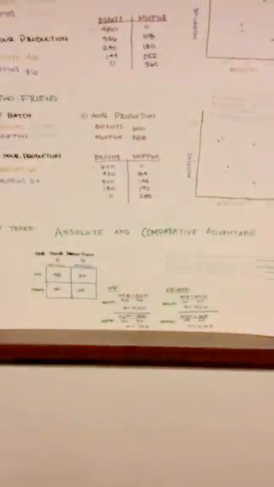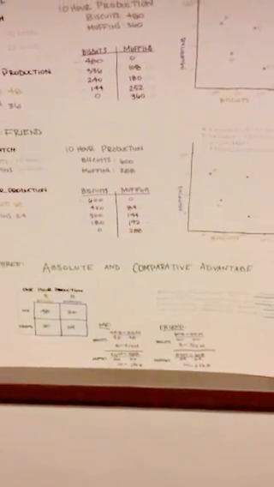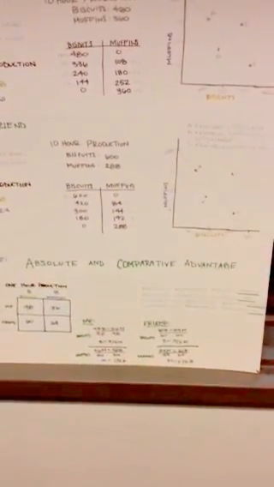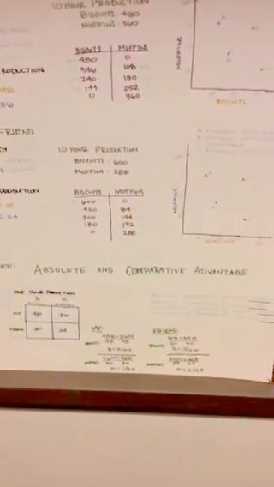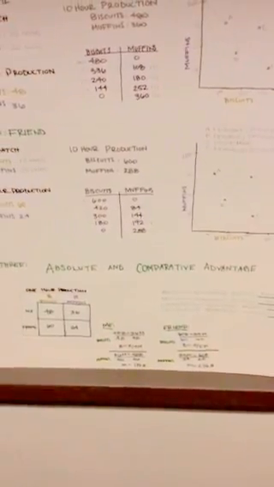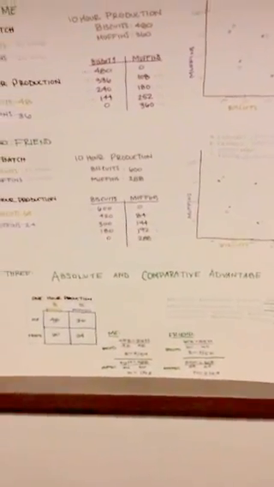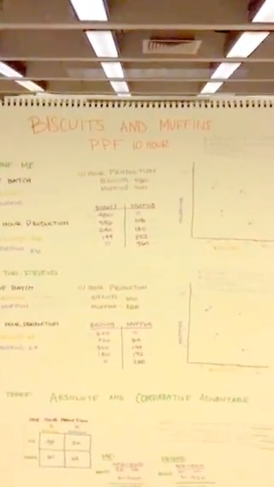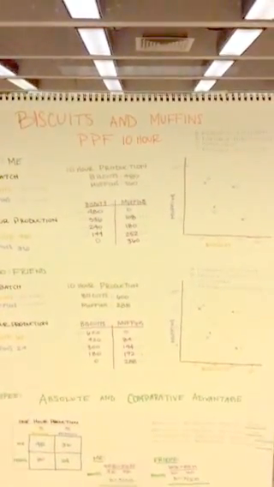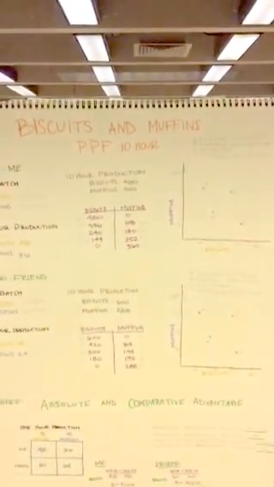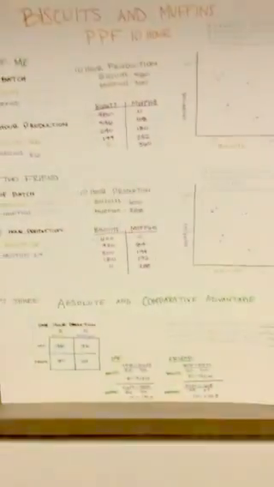If we were to trade, we can say that she can trade her biscuits for the muffins that I've made, and we would benefit from each other equally. Well, that is it for my 10-hour production possibility frontier on biscuits and muffins. Thank you.